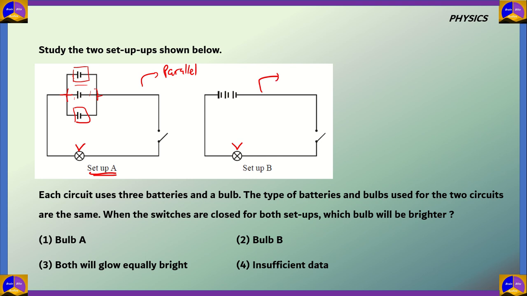Whereas if we look at setup B, it is a series setup, as the one end of the first resistor, or bulb in this case, is connected to the end of the other bulb. So these bulbs are in series. Now we need to know which bulb will be brighter. Now we know that in parallel I is distributed, that is the current is distributed, and since all of them are same, the current will be distributed equally.